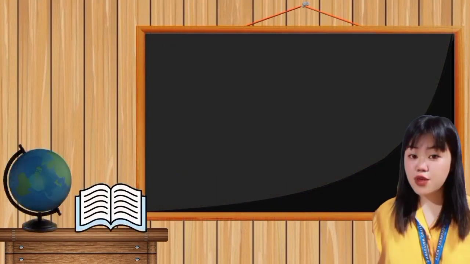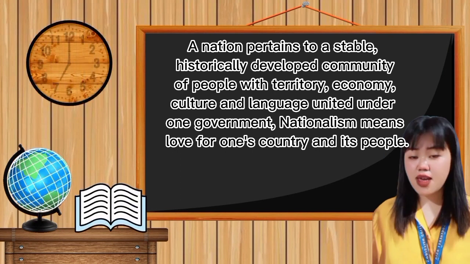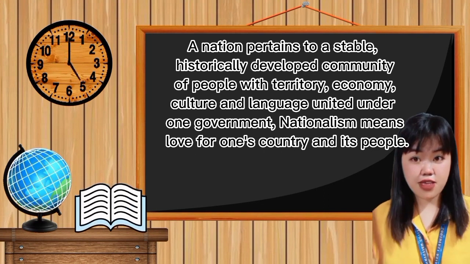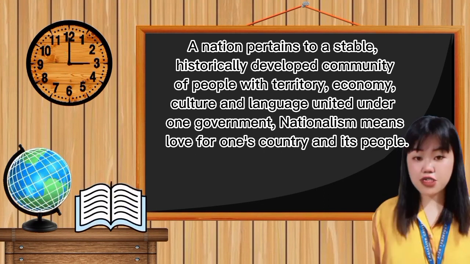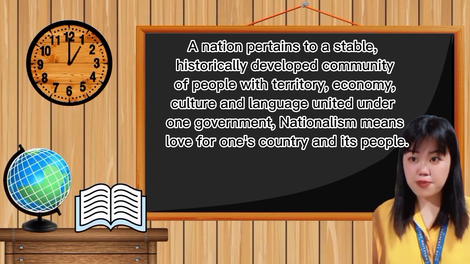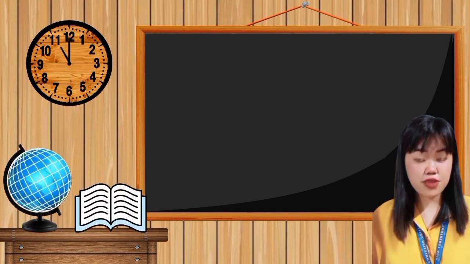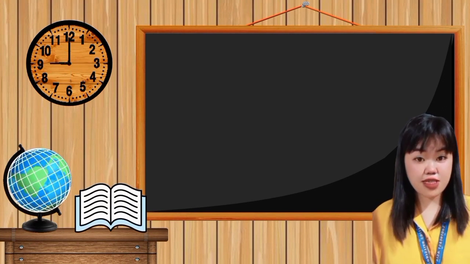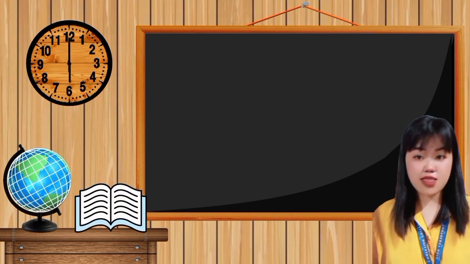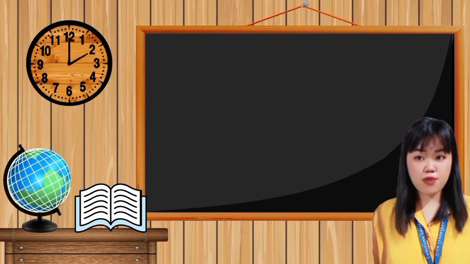So, nationalistic period. A nation pertains to a stable, historically developed community of people with territory, economy, culture, and language united under one government. Nationalism means love for one's country and its people. The influx of liberals from Europe with the opening of the Suez Canal paved the way for the nationalistic period. The nationalistic period covers the propaganda movement and the revolutionary movement. Propaganda means the good reforms to be established.